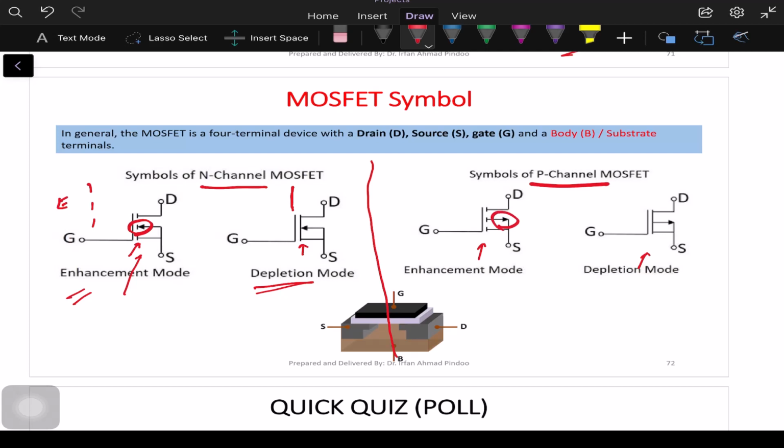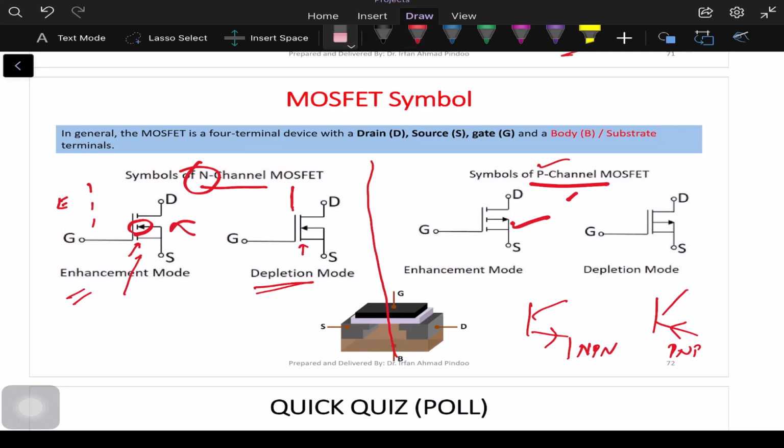If the arrow is moving inwards, it is N channel, and if the arrow is moving outwards, then it is P channel, which is the opposite of what we had covered in the BJT. In the BJT it was opposite, right? If suppose we had a transistor like this and the arrow is outwards, then it was NPN, and if the arrow was going inwards, it was PNP. But what is the case here? It is the reverse. If the arrow is outwards, it is P channel. If the arrow is inwards, it is N channel.